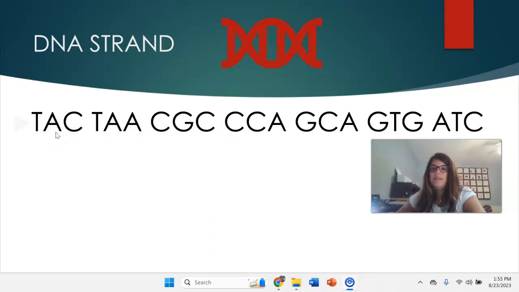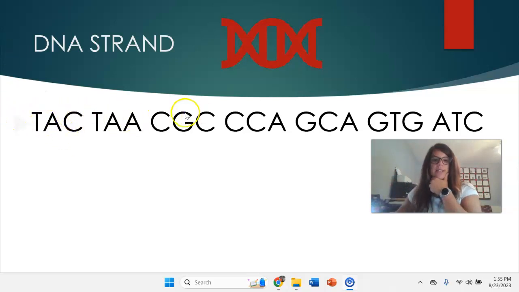Basically, I've unzipped and unwound the DNA, and I'm just focusing on one of the strands in that double helix. Everything that we're going to talk about now is also happening on the other strand of DNA, but if we diagrammed it showing both strands, it would get super confusing. So we're really just going to focus on what's happening at one strand.